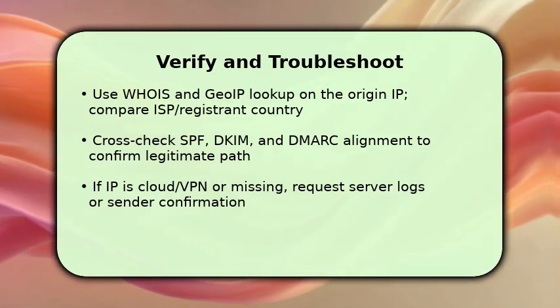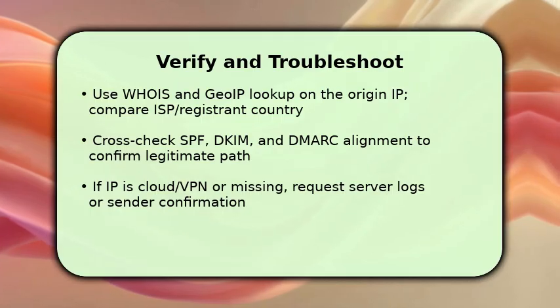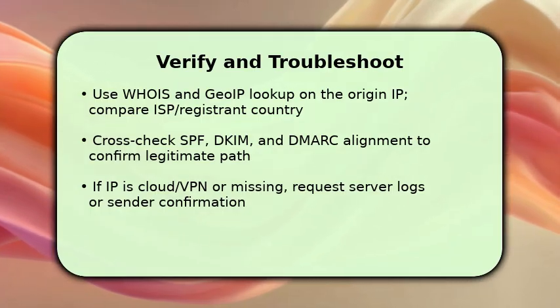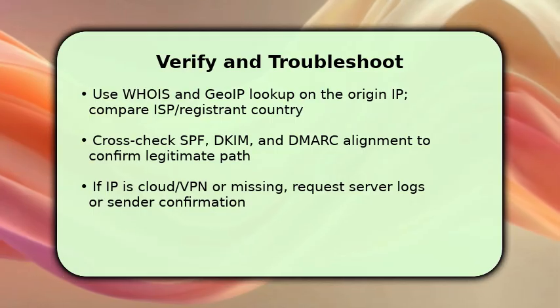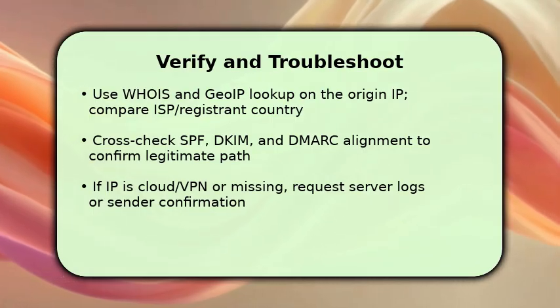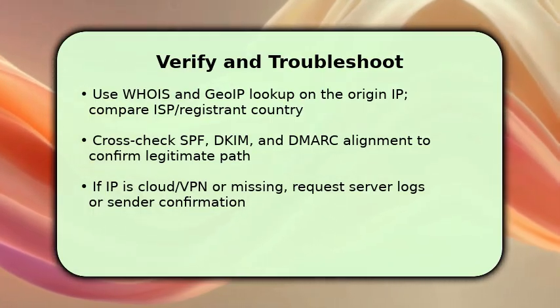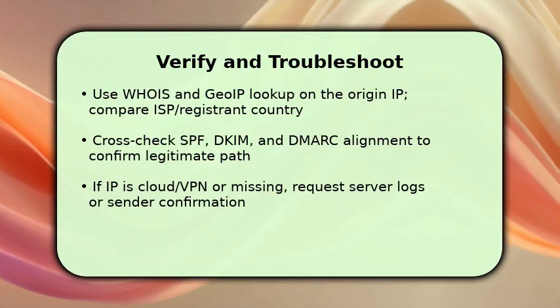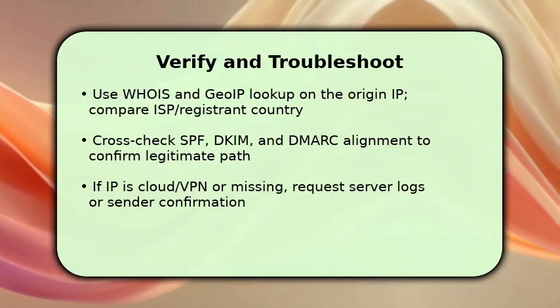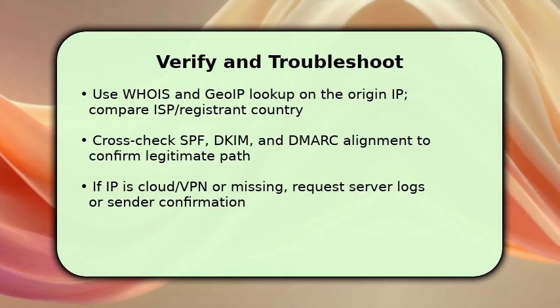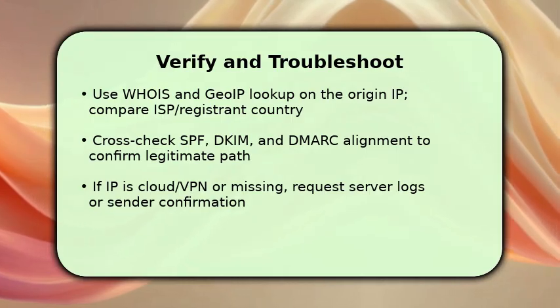If the IP resolves to a cloud provider, VPN, or shows as private/obscured, that complicates attribution. In that case, request logs from the sending provider or ask the sender to confirm. Troubleshooting tip: if multiple candidate IPs appear, prioritize the earliest public hop and document each discrepancy.